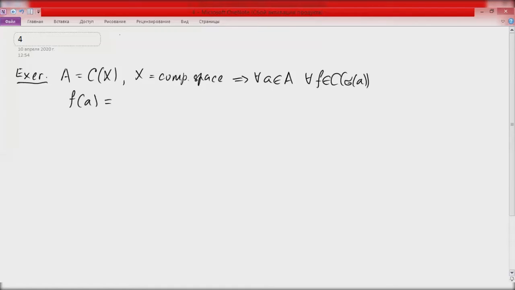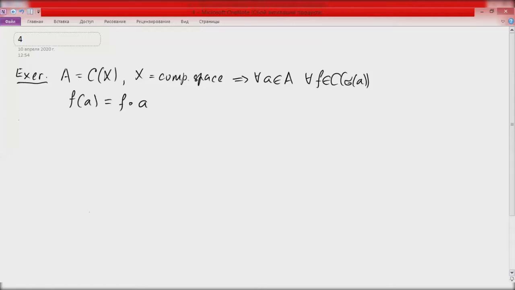Okay, sorry. So f of A is just f composed with A. A is a function on X. F is a function on sigma of A, which is A of X. So we just compose them. And this is the explicit formula for the functional calculus.